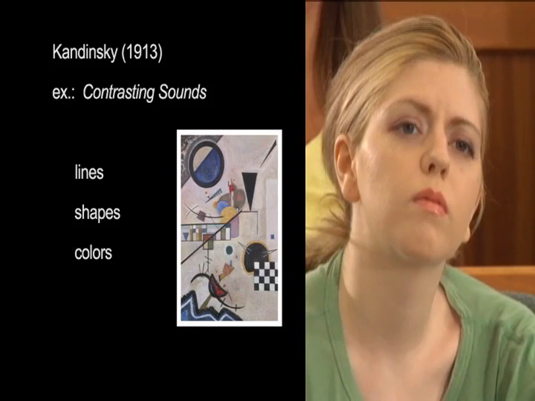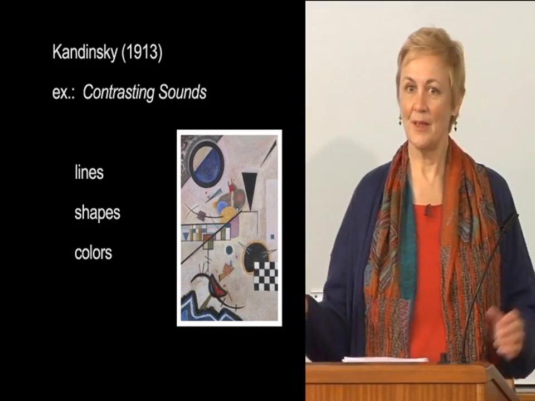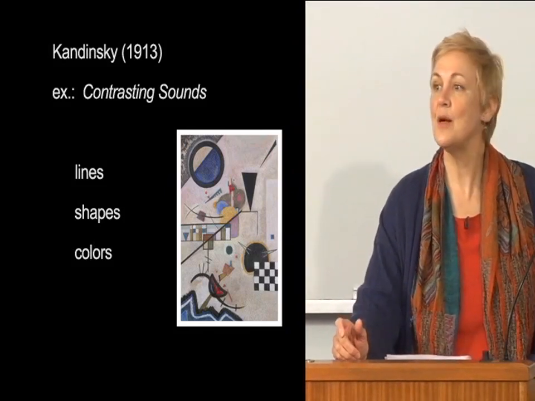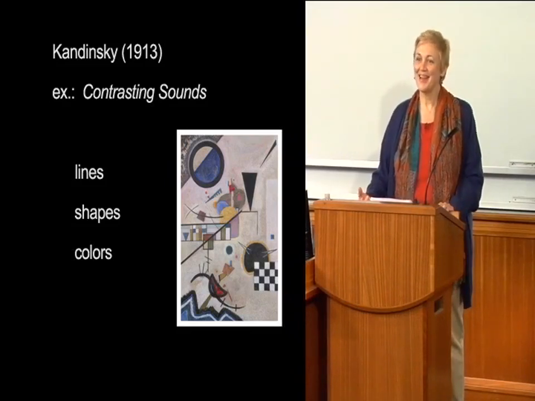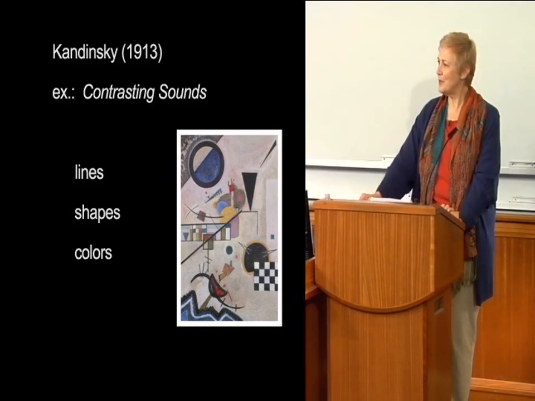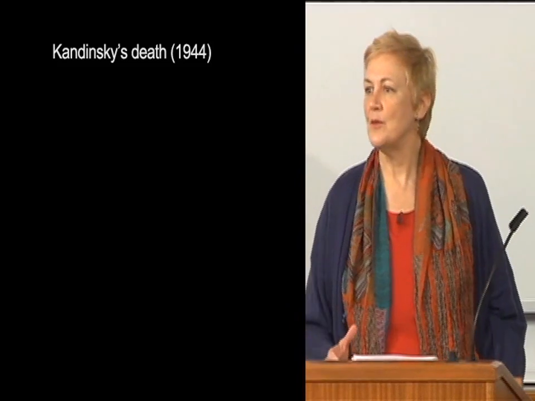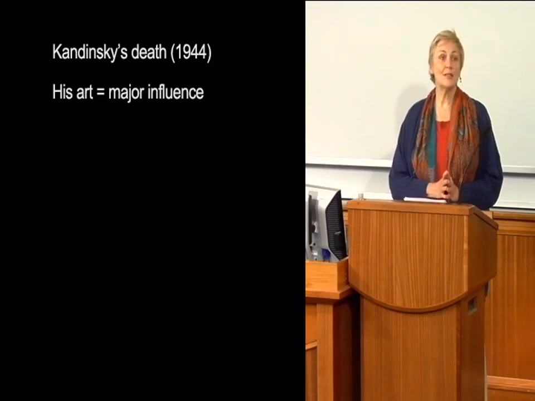For example, in this painting, the circles are meant to be peaceful shapes, and the contrasting colors, like black and white squares, are meant to represent different sounds, just like in a piece of music. At the time, some people reacted negatively to this art. But after Kandinsky died in 1944, his work continued to have a major influence on other abstract artists who followed him. And we'll talk about that influence and other changes in art history in our next class.